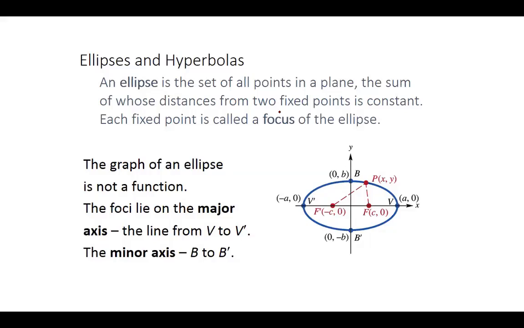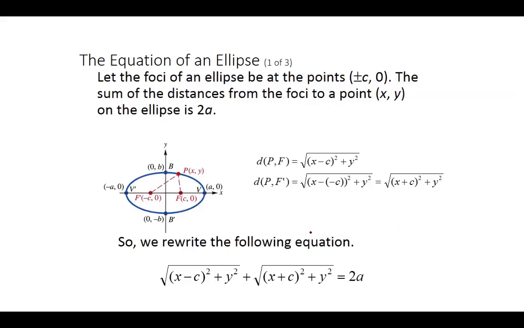The foci lie on the major axis, the line from V to V prime, this point here to this V prime. And the minor axis in this case is from B to B prime. Let the foci of an ellipse be the points plus and minus c, 0. The sum of the distances from the foci to a point (x, y) on the ellipse is 2a. And the rest of this derivation leads into the general equation of the ellipse.